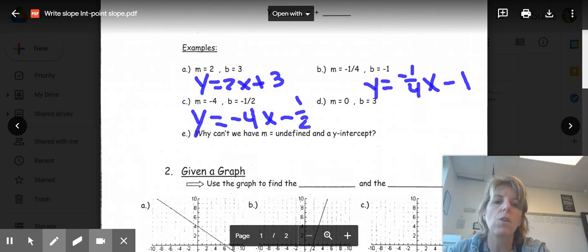What if the slope is 0 and the y-intercept is 3? We have y equals, there's no slope in it. 0 times x is going to make the x go away, right? And we simply just say y equals 3. Just y equals 3 goes in that direction.